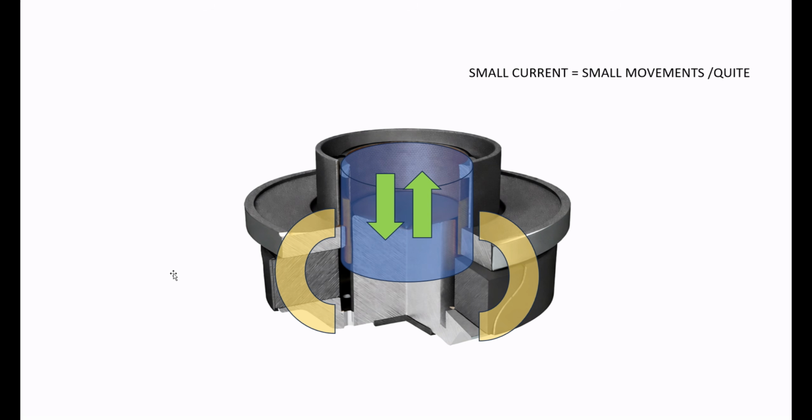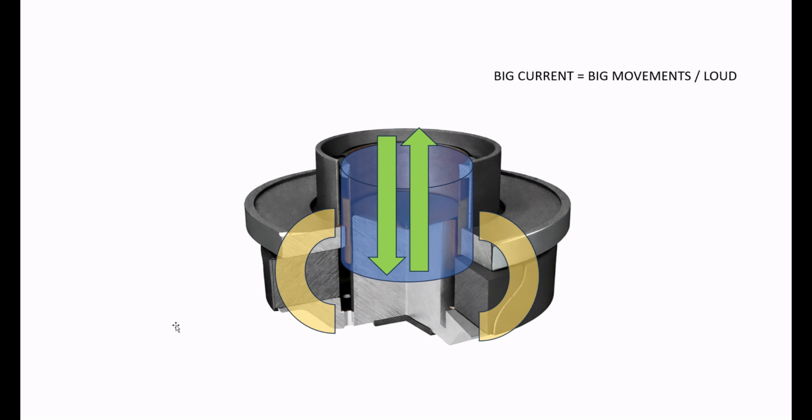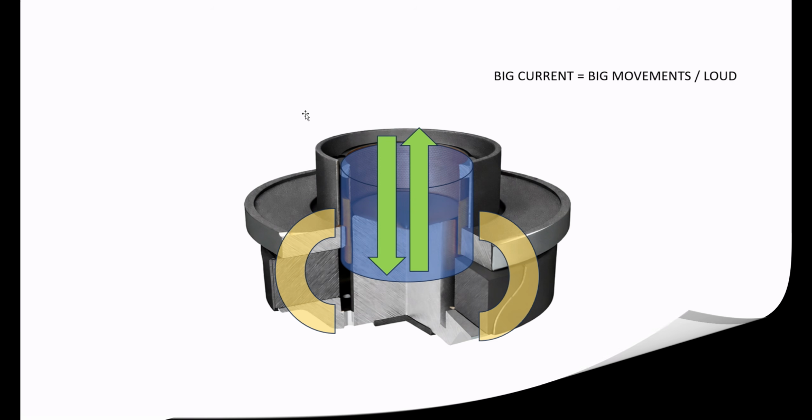Now, if the current flow is very small, in other words small voltages, then the cone won't move very much, and of course the sound out of the speaker will be very quiet. If you have a lot of current passing through the voice coil and the voltages are very high, then the opposite is true. You'll get a lot of movement and therefore a lot of sound coming out of the speaker itself. So that's roughly how a speaker driver works.